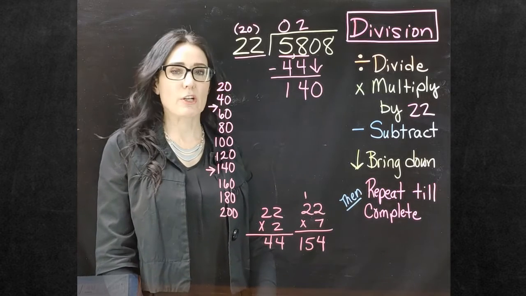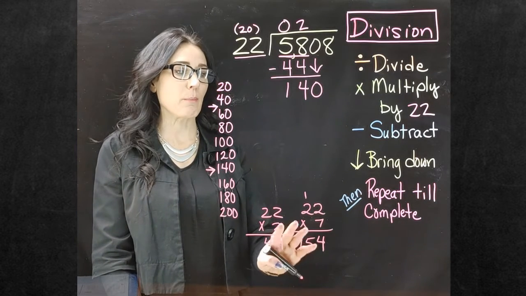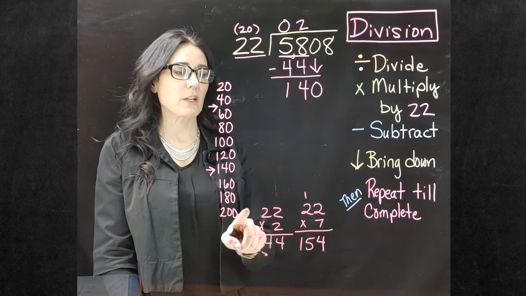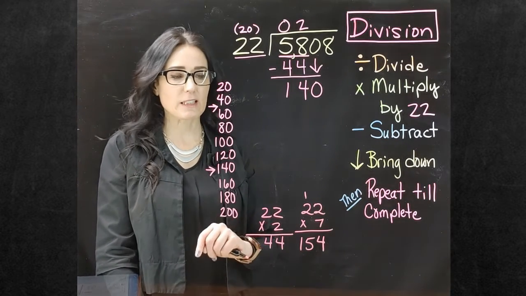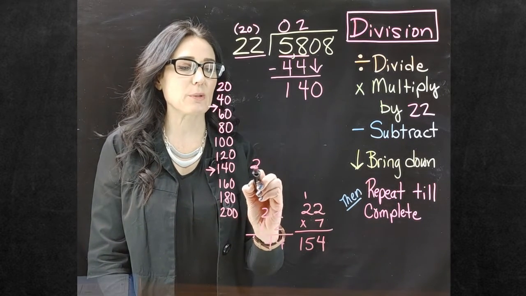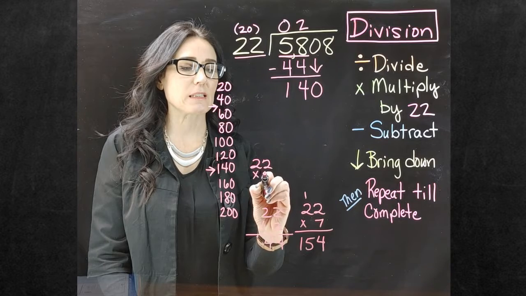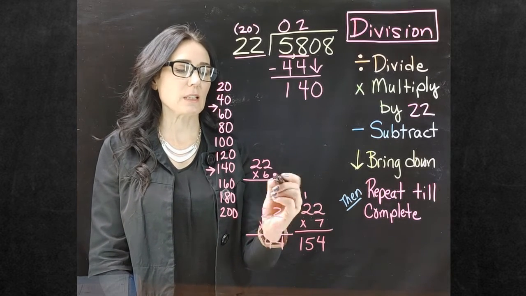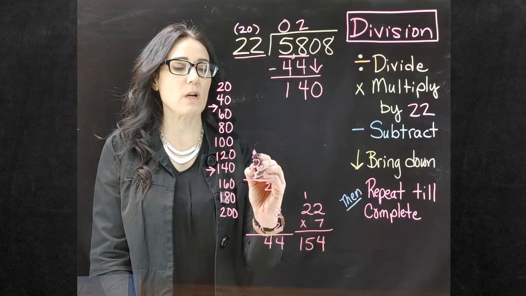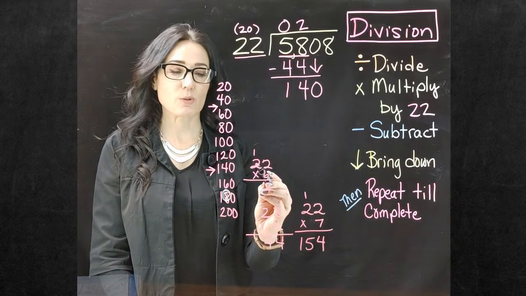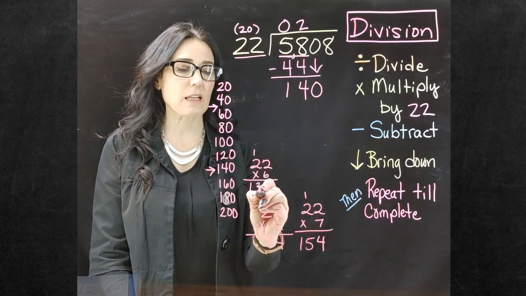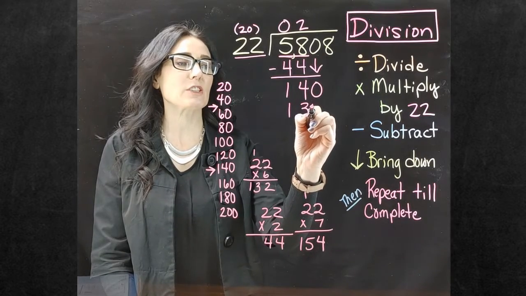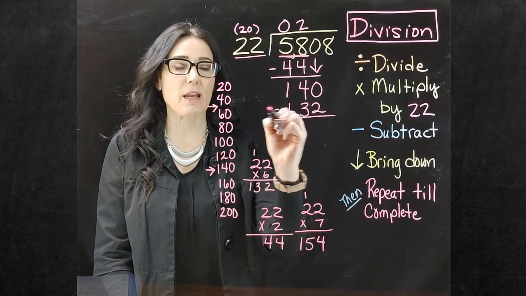Now that is too large, but I'm not going to erase this. I might need it later. That's a little too big, so I'm going to go 6 times. So let's try 22 times 6. 2 times 6 is 12. Carry the 1. 2 times 6 is 12 plus 1 is now 13. That's going to work. Your number has to be smaller than 140.